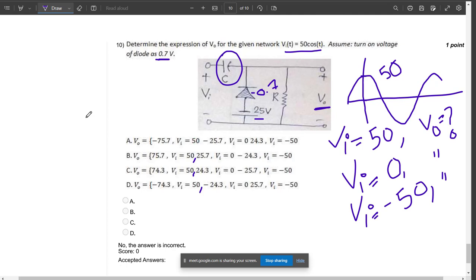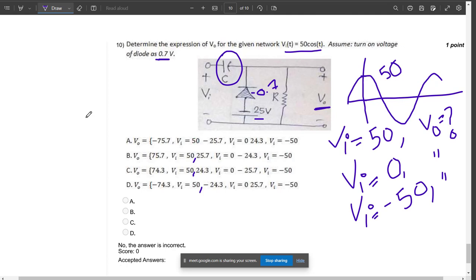So basically V out is the voltage across the capacitor plus Vi by KVL. And the voltage across the capacitor is 24.3. So the V out will be, for any value of V in, 24.3 plus the input. So option C.